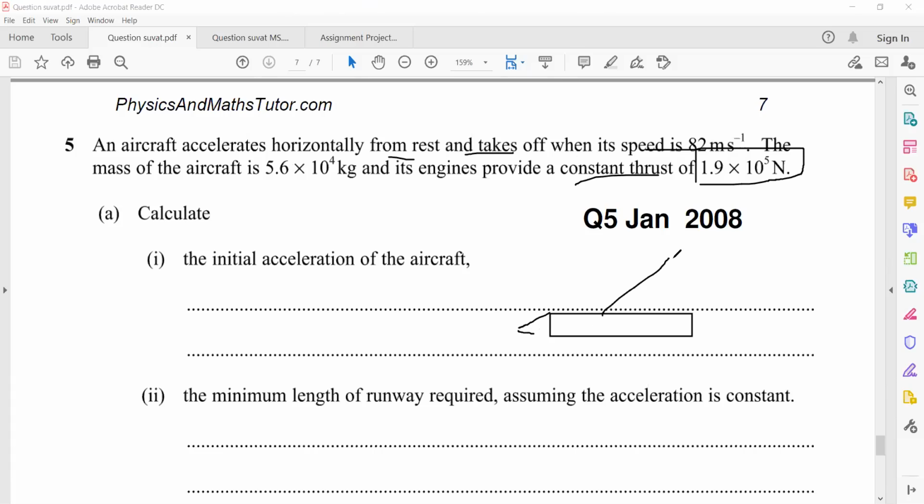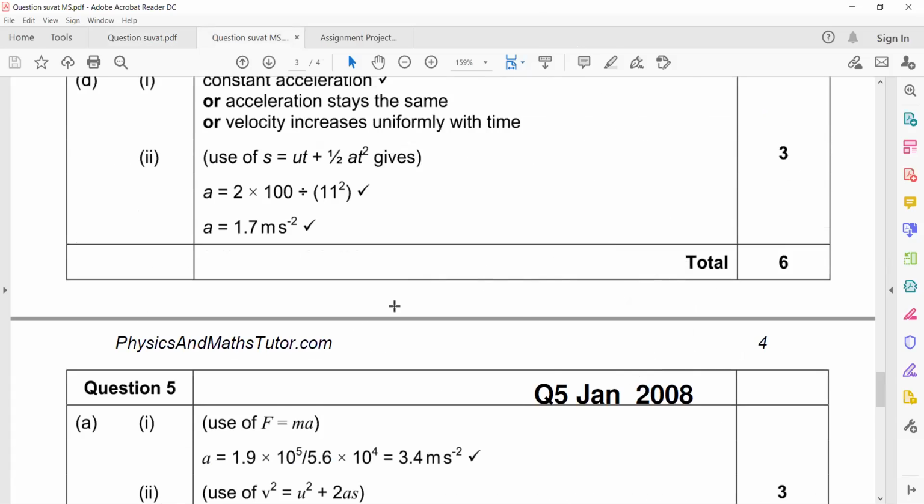So as air resistance is opposing the motion, what happened to the resultant force? The resultant force will decrease. If the resultant force is decreasing, acceleration will also decrease. So in practice, acceleration will not be constant if the driving force, or the thrust, is constant. So you can see the last part.